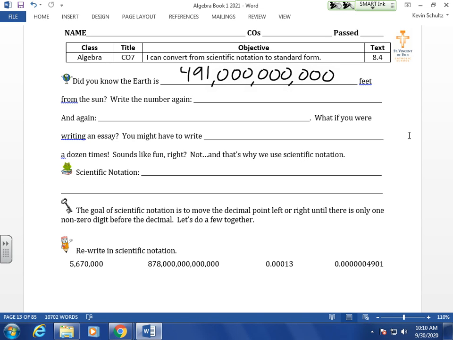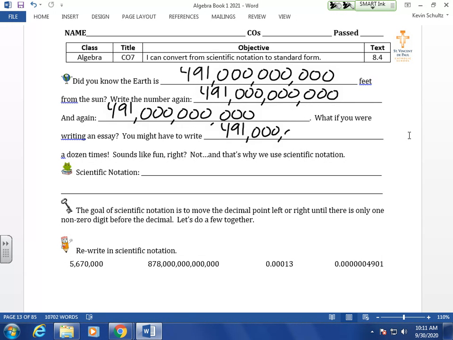Okay, let's write that number again. 491 billion. If you were writing an essay about the distance of the Earth from the sun, you just might have to write 491 billion times, depending on how long your essay is, right?